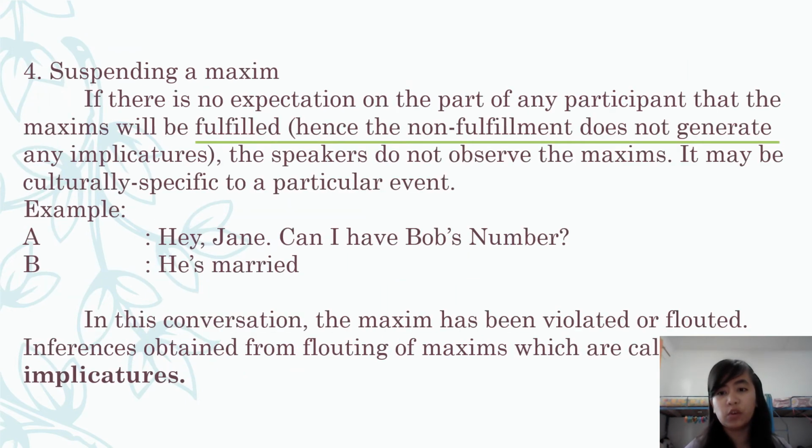We come to the fourth one, suspending a maxim. If there is no expectation on the part of any participant that the maxim will be fulfilled, the speaker does not observe the maxim. It may be culturally specific to a particular event. For example: Hey Jane, can I have Bob's number? He's married. In this conversation, the maxim has been flouted. The inference obtained from flouting of the maxim is called implicature. So here, from A's question, he just wants to ask for Bob's number, but B answers he's married.